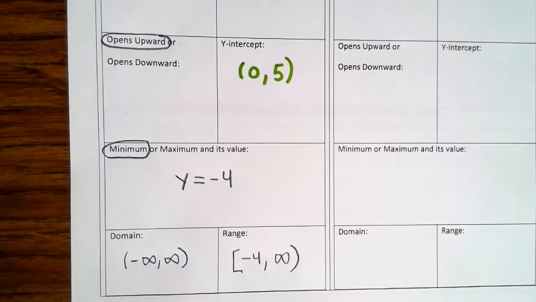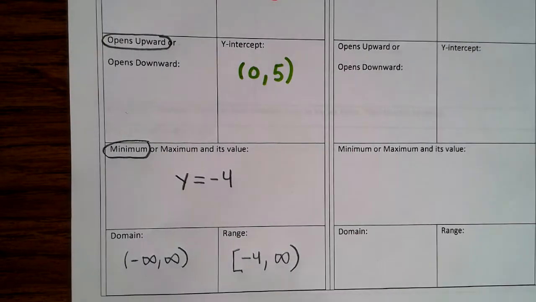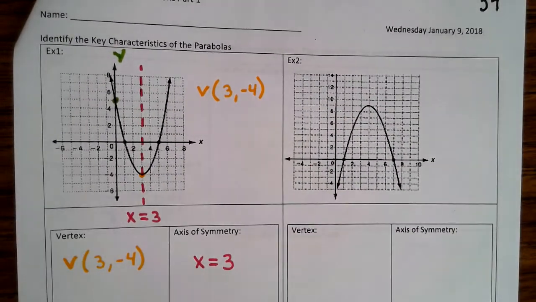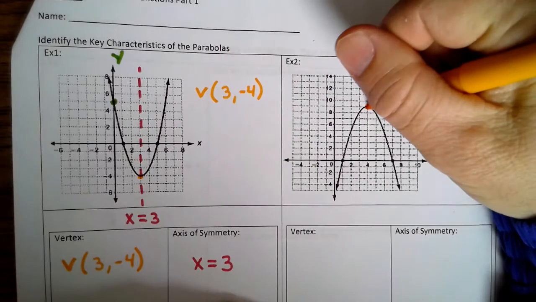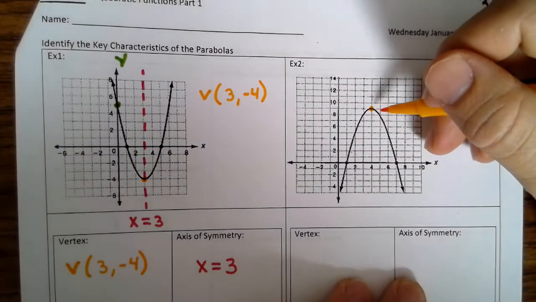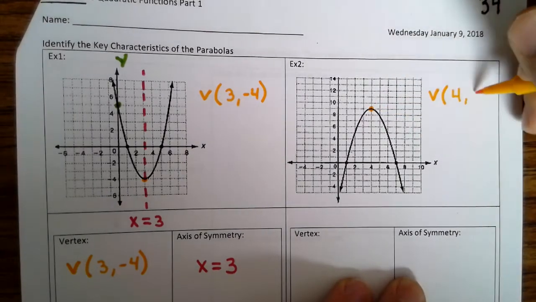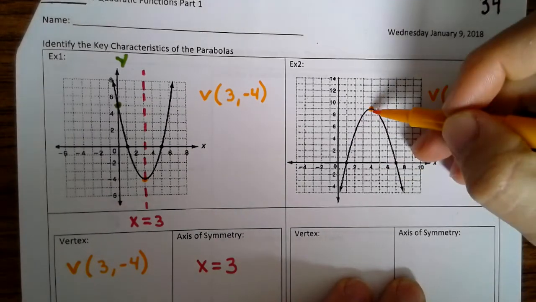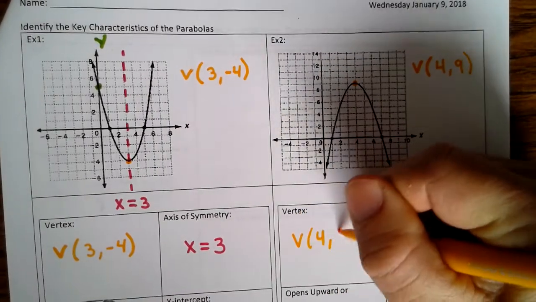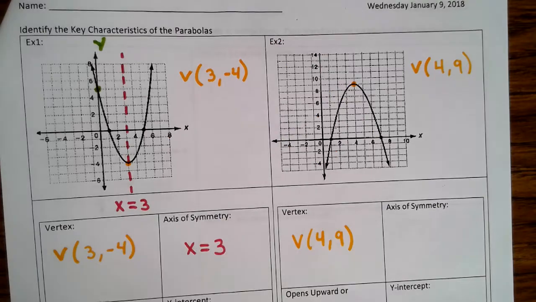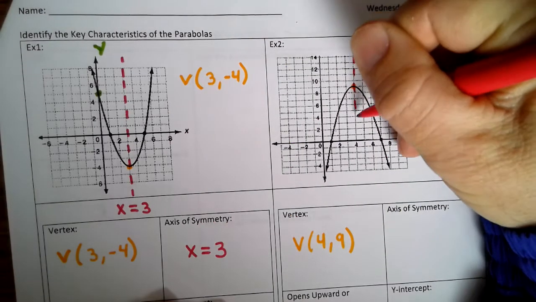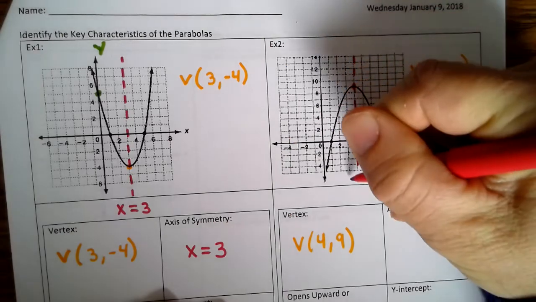All right, let's take a look at example 2. The vertex is here, and that looks like it's 4, 9. Okay, so the vertex is 4, 9. The axis of symmetry is here. So x equals 4.